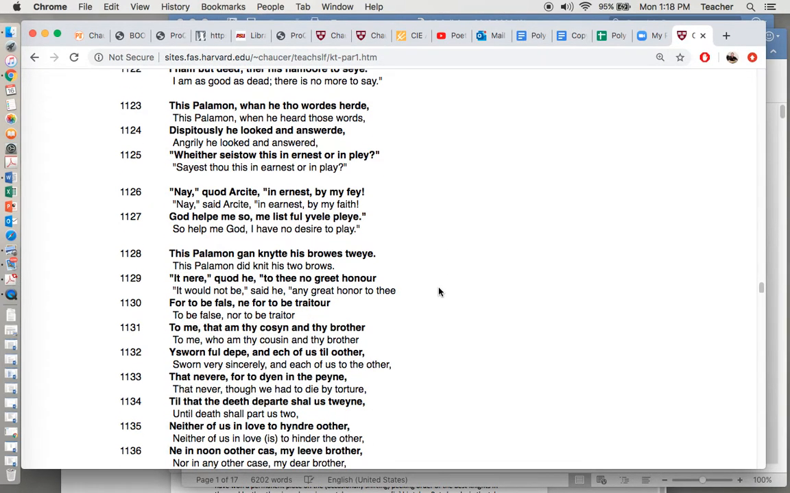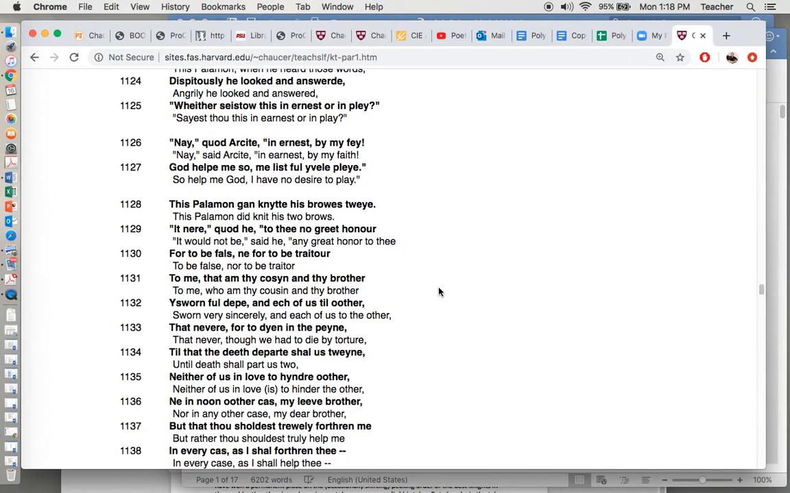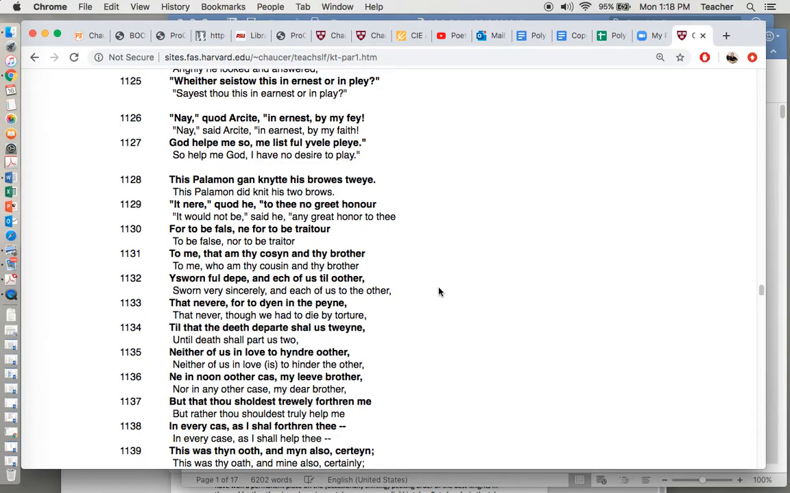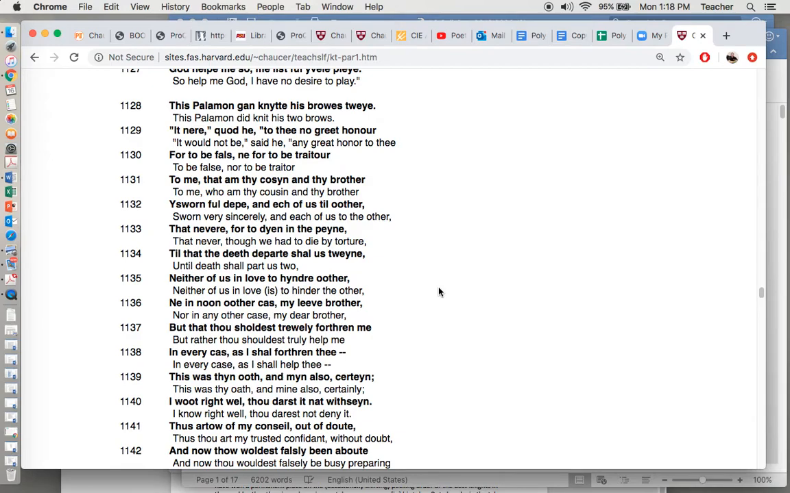This Palamon, when he these words heard, dispiteously he looked and answered, Whether sayest thou this in earnest or in play? Nay, quoth Arcita, in earnest, by my faith. God help me so, me list full ill to play. This Palamon gan knit his brows two. It nere, quoth he, to thee no great honour for to be false, nor for to be traitor to me, that am thy cousin and thy brother sworn, and each of us to the other, that never for to dien in the pain, till that the death depart shall us twain, neither of us in love to hinder other, nor in none other case, my leve brother, but that thou shouldest truly further me, and ever cast as each shall further thee.